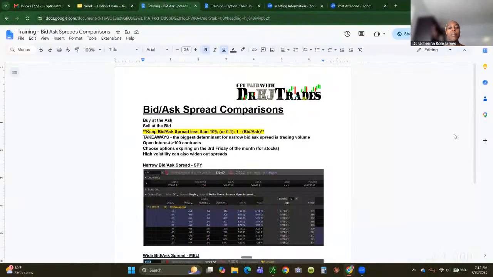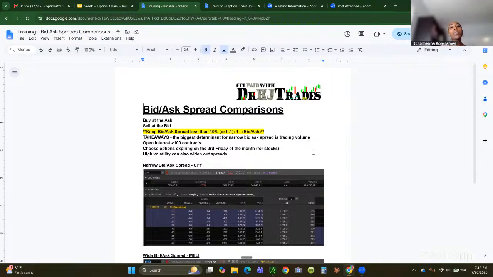Okay, check out this illustration I made for you guys. It's the bid-ask spread comparison. Like I said before, you always buy at the ask and you sell at the bid. You want to keep it where it's less than 10%. So you can just do the math: one minus your bid divided by your ask. If that is less than 0.1, then it's less than 10%. Okay, pro tip. The biggest determinant of a narrow bid-ask spread is the trading volume. You want your open interest to be greater than 100 contracts.